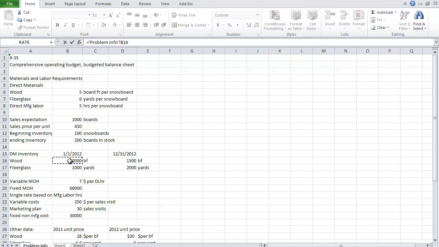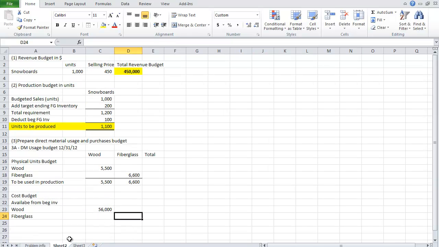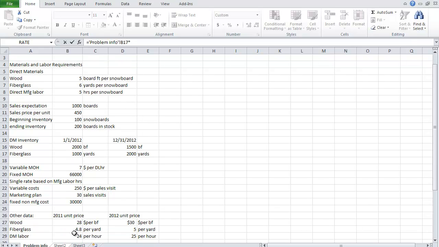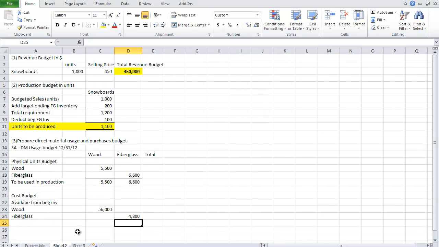If we look at this, we have 2,000 board feet sitting in inventory, and each one of those has an associated $28 per board foot. So from a wood standpoint, that would be valued at $56,000. From a fiberglass standpoint, again going back to the problem, we have 1,000 yards times $4.80, and that'll cost that out for us. That's what we had in beginning inventory.